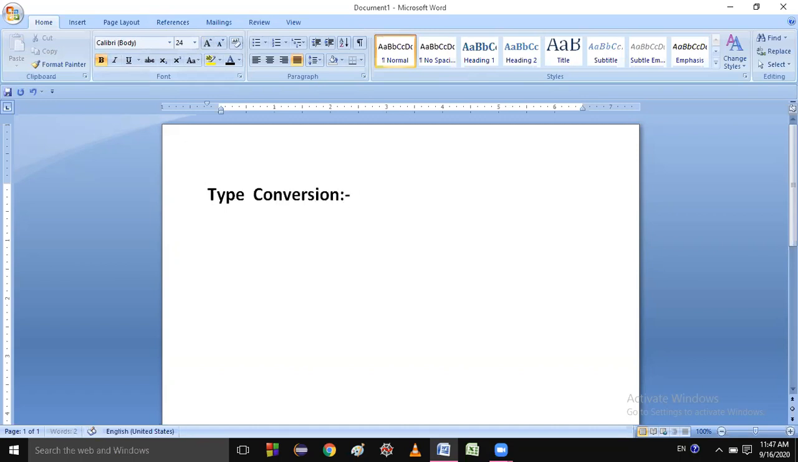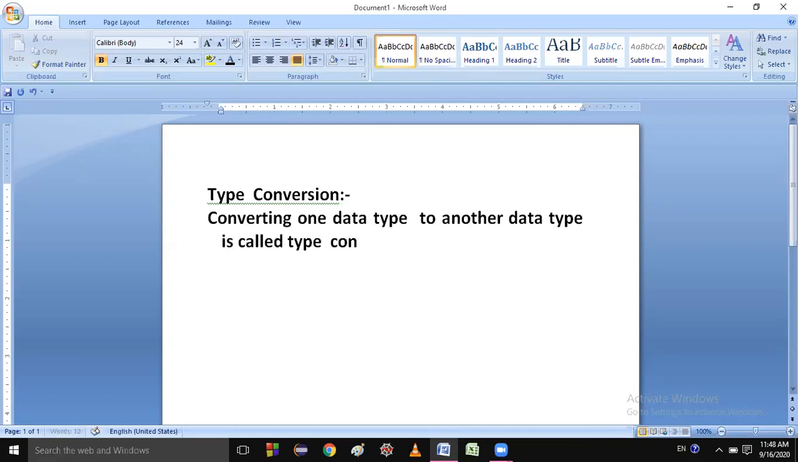So what is type conversion? The first question arises, what is type conversion? Converting one data type to another data type is called type conversion. Is it clear to you? Converting one data type to another data type is called type conversion.